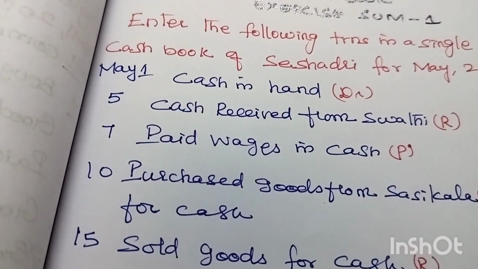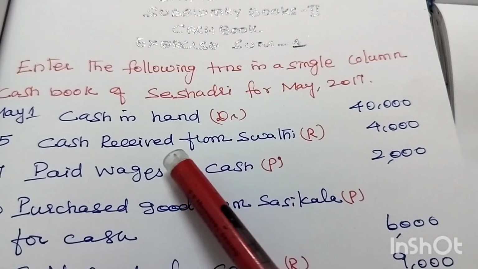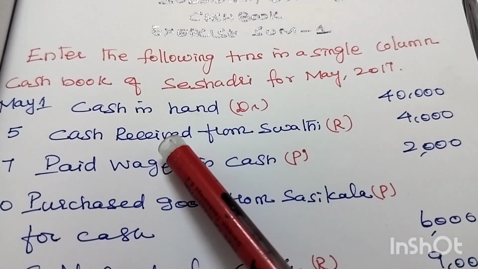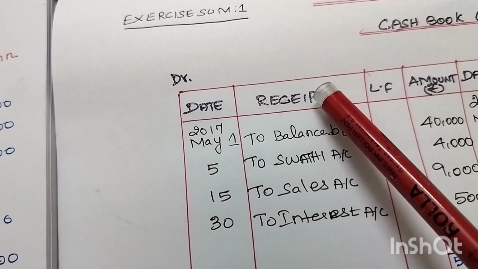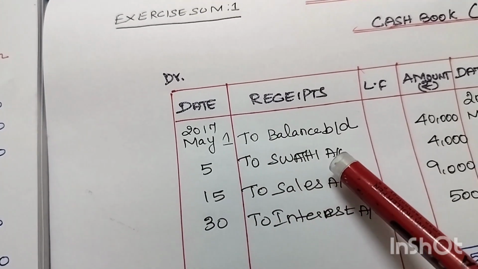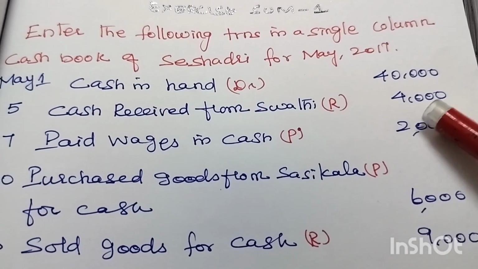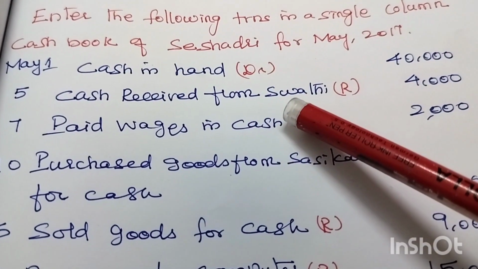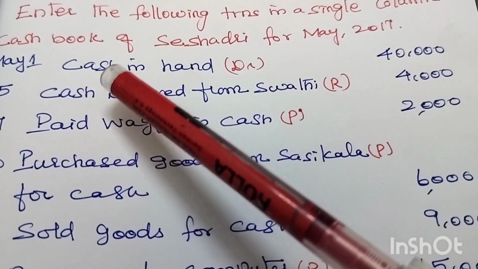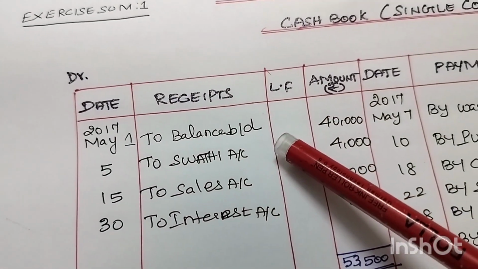The next transaction is May 5, cash received from Swati 4,000 rupees. Whenever you see the word received or receipt, you directly go to the debit side, which means the receipt side, and you can enter that account into the receipt side. So listen here. May 5, cash received from Swati rupees 4,000. What is the journal entry? Cash received means cash account debit to Swati account. So where is the cash account? The cash account is on the debit side because cash account is debited. So we go to the debit side on the cash account, right?